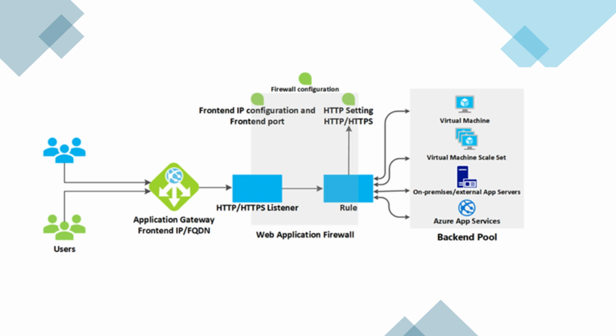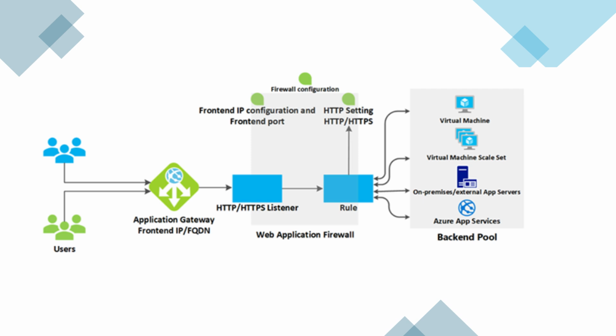Once a request hits the front-end IP, it's intercepted by a listener. Think of the listener as a gatekeeper. It listens on a specific IP, port, and protocol like HTTP or HTTPS, and then passes the request along to your backend based on rules you define. You can use basic listeners for path-based routing or multi-site listeners if you want to route based on hostname too. For security, your listeners can manage TLS/SSL certificates, enabling encrypted communication.